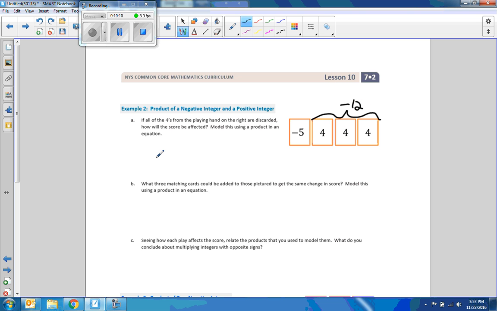So as an expression, as a product in an equation, we're going to take 4 and we're going to remove it 3 times. So removal is minus. So we're going to take negative 3 times 4, and that equals negative 12.